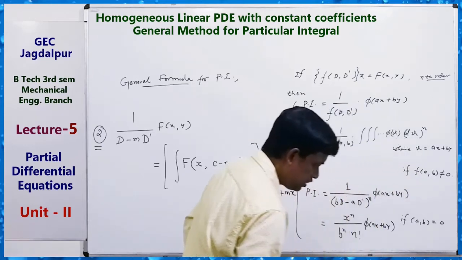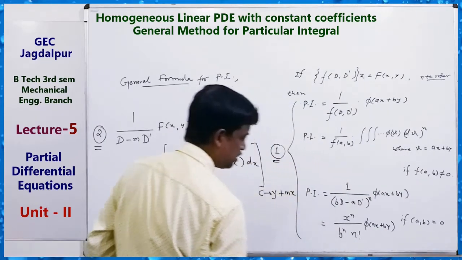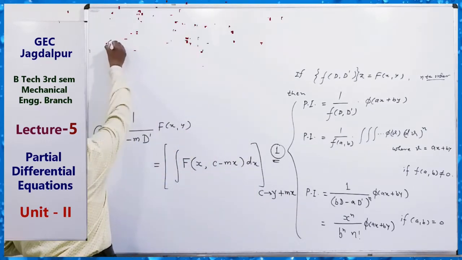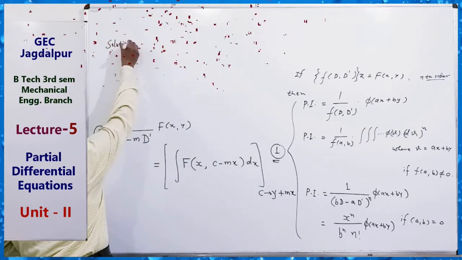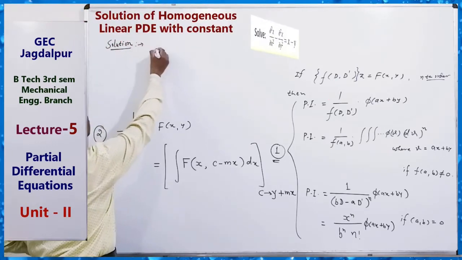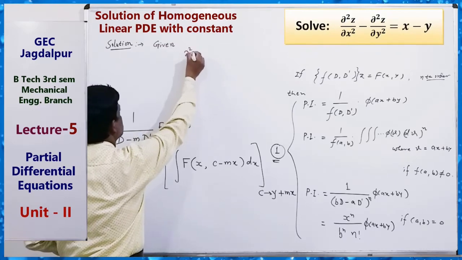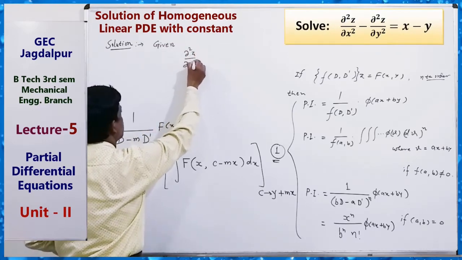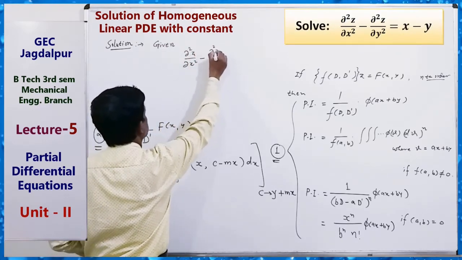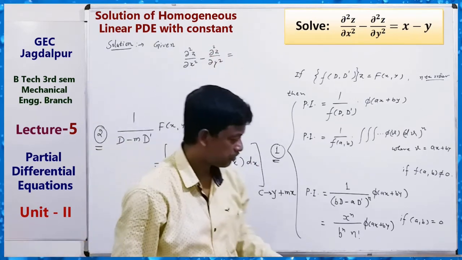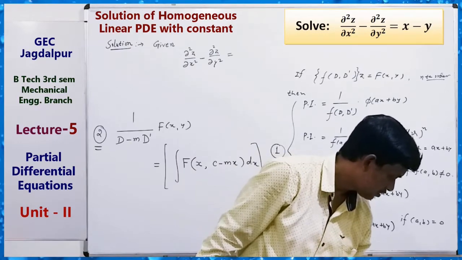Solve del 2z by del x square minus del 2z by del y square. The first question, solution: given del 2z by del x square minus del 2z by del y square equals x minus 1.